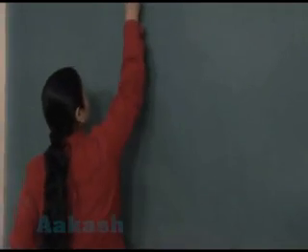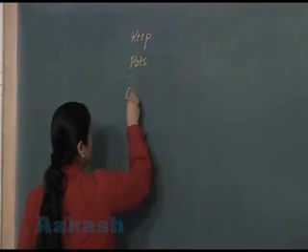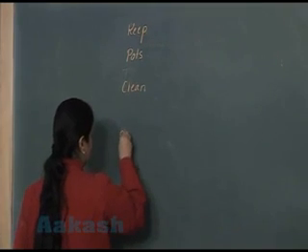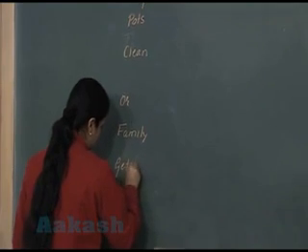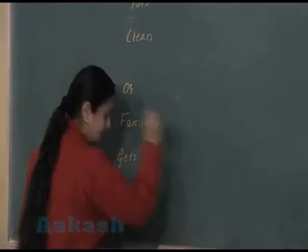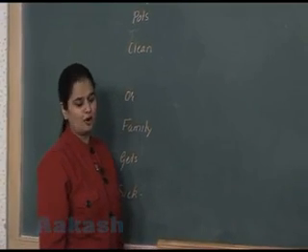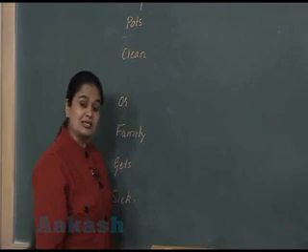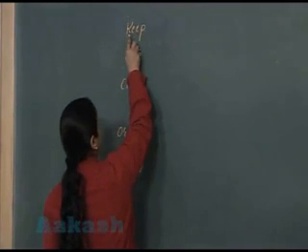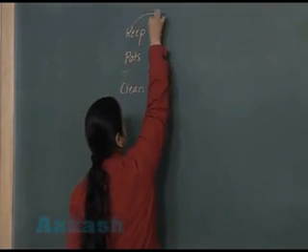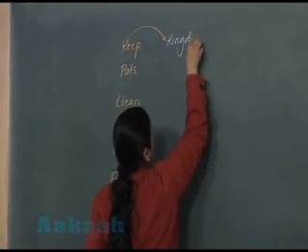The tip is: Keep Pots Clean Or Family Gets Sick. This is our tip to remember the sequence of 7 obligate categories. So let's write these 7 obligate categories with the help of this. The first one is kingdom, starting from K.